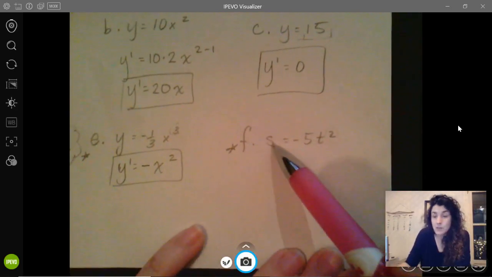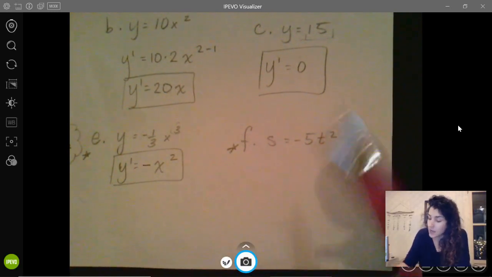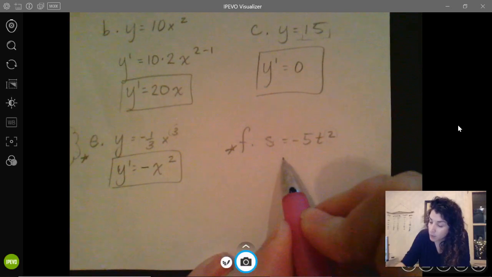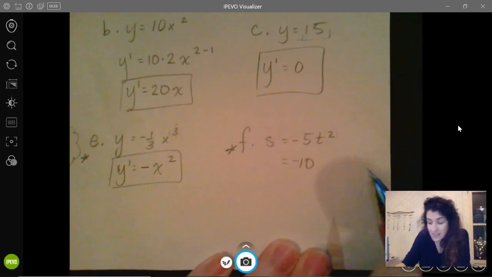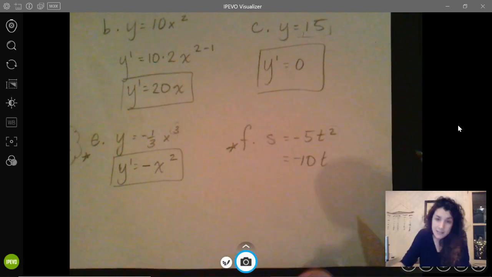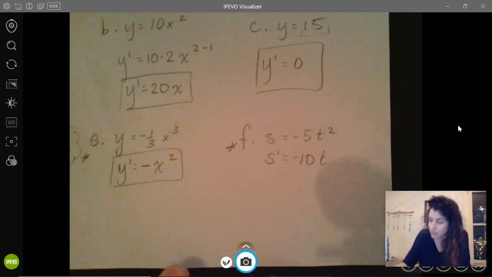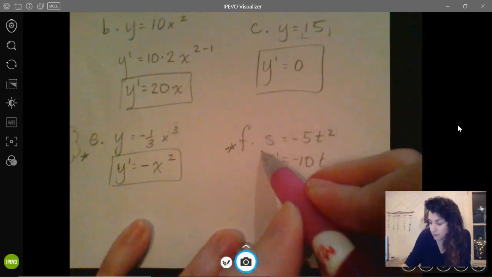It doesn't matter if you have a different variable, s, t, x, y, it's the same. Taking your coefficient and your exponent, multiplying them together, it becomes negative 10. 2 times negative 5, negative 10. T, and then 1 less than 2 is 1. We don't really put a 1 up there. We tend to just leave it blank, and that's your derivative.